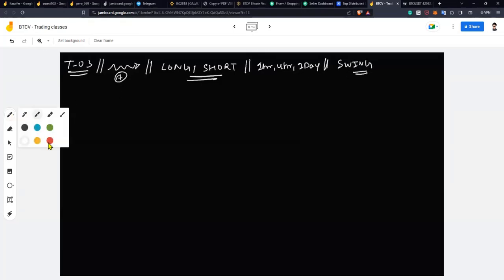Let me just tell you, you are not going to use this strategy. I don't think you are going to use it. So there's a big cross right around here. But this is important to understand. We have to understand how the market moves, how the market behaves. That's why I'm teaching it to you.